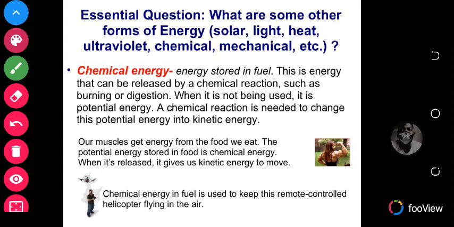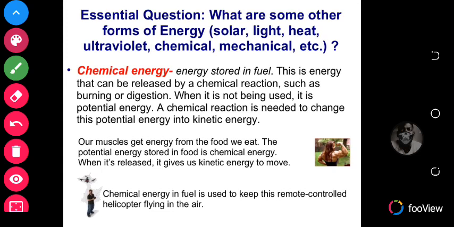What are some other forms of energy? We have solar, light, heat, ultraviolet, chemical, and mechanical energy. Let's take chemical energy. Chemical energy is energy stored in fuel. It is the energy that can be released by a chemical reaction, such as burning or digestion. When it is not being used, it is potential energy. A chemical reaction is needed to change this potential energy into kinetic energy. Example, our muscles get energy from food we eat. The potential energy stored in food is chemical energy. When it is released, it gives us kinetic energy to move.